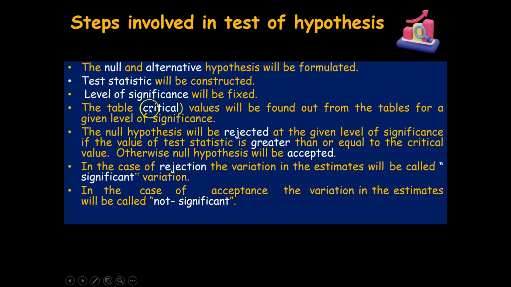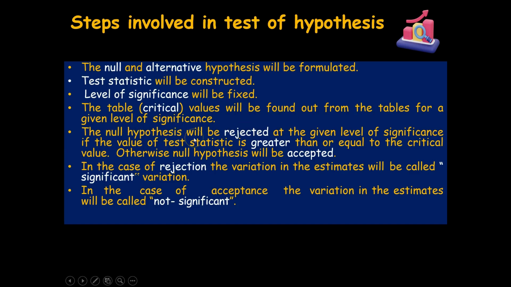Now the table or the critical values, we have to find out from the tables of the tests of significance at a particular level of significance. Now this thing nowadays is not to be done manually due to the involvement of p-value in statistical software.